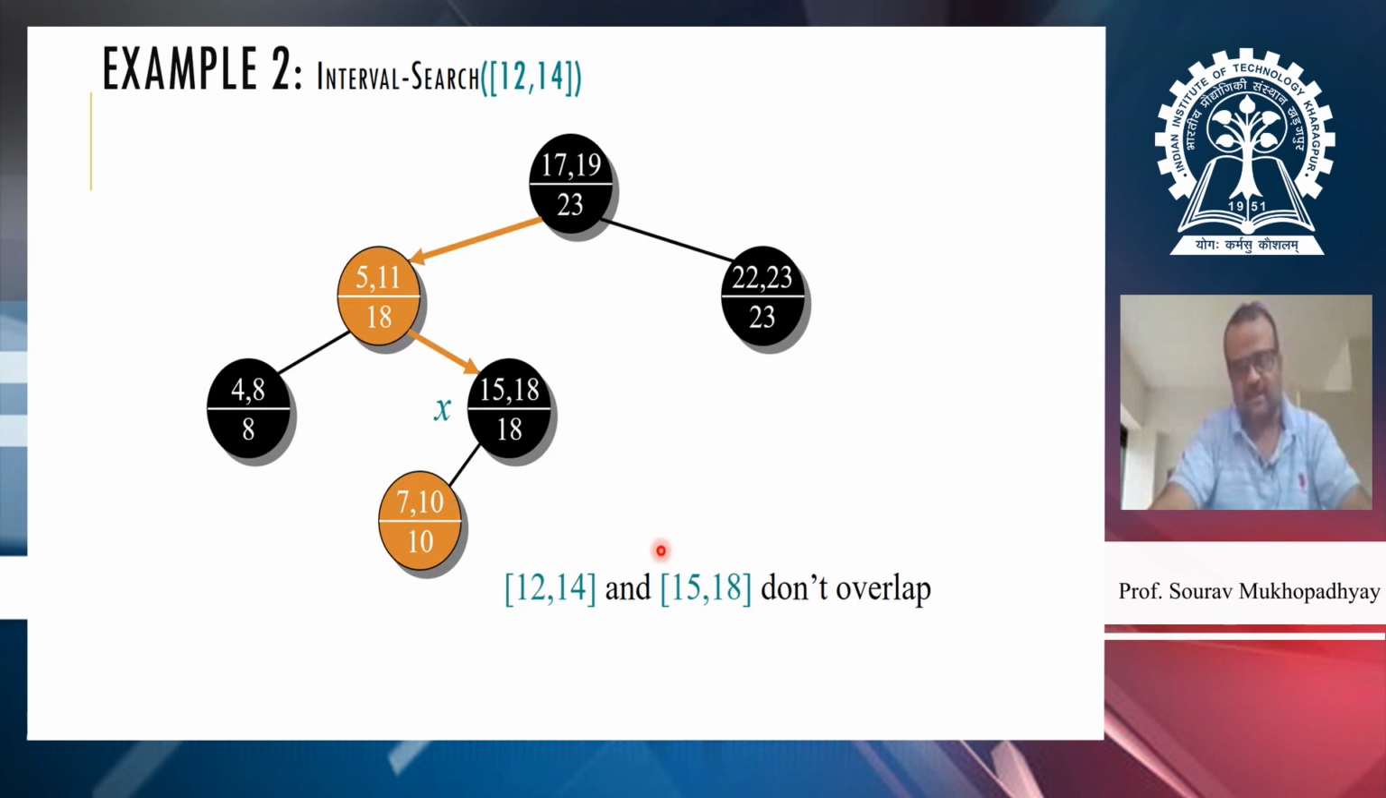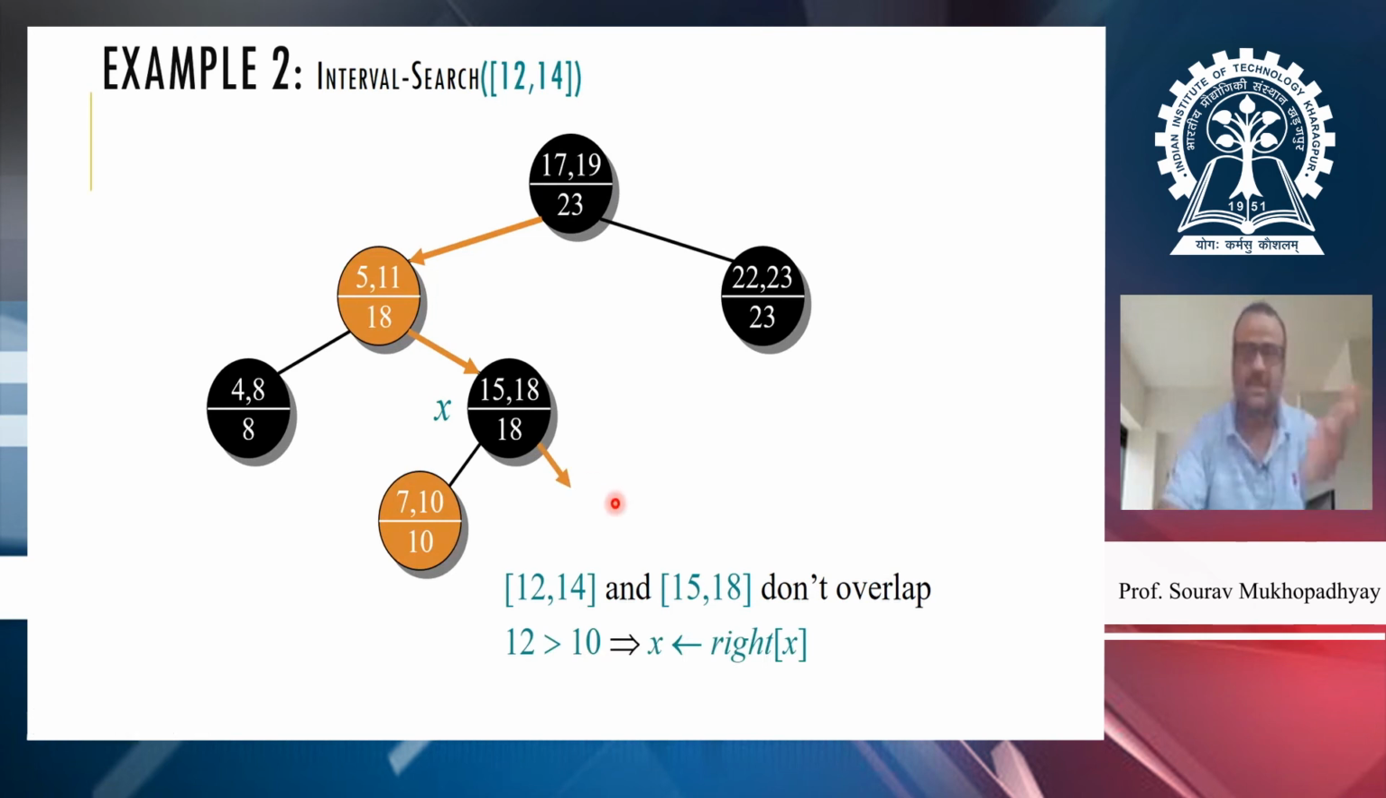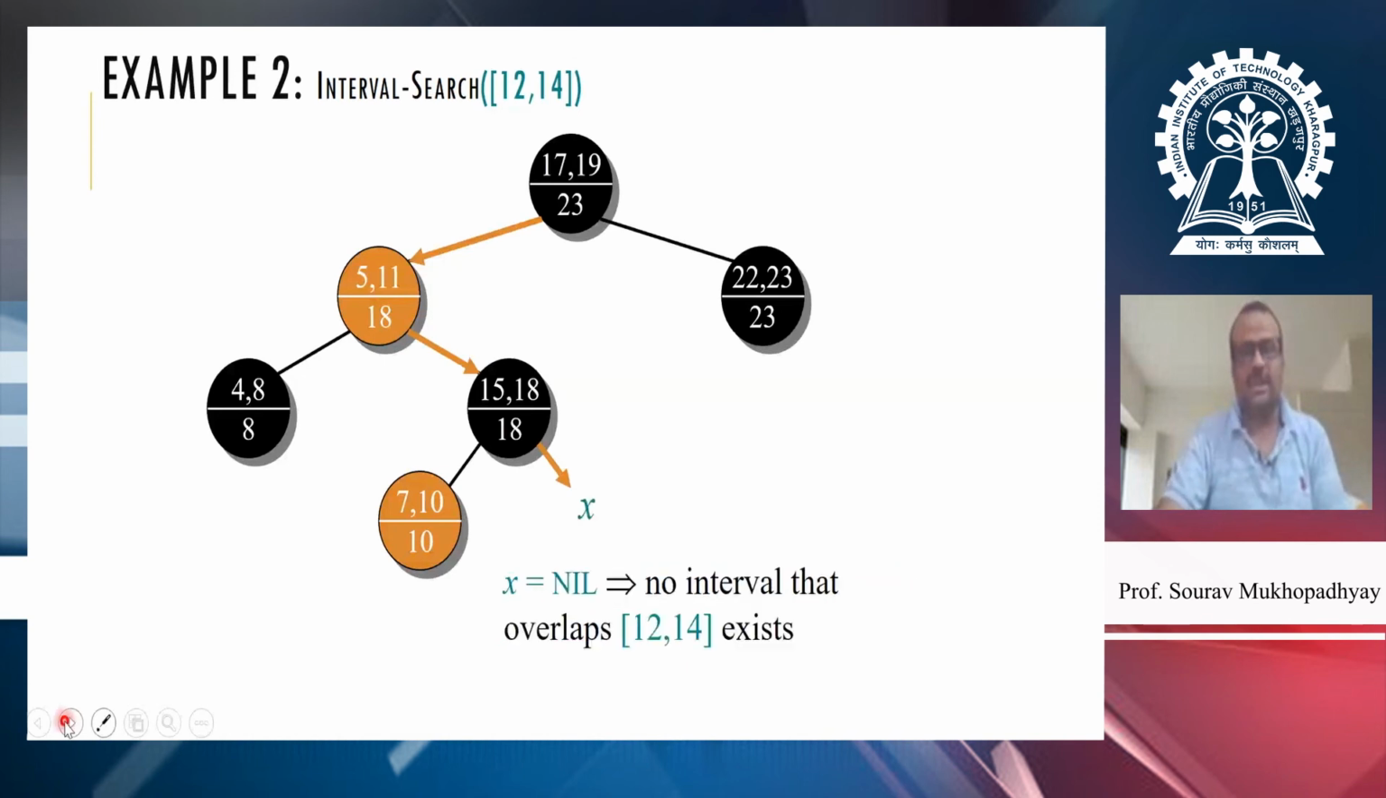We have to go for the right. If you go for the right, there is nil. So when there is nil, we stop. There is no stopping counter, because there is nobody to compare again. So we return that there is no such interval which is overlapping with this given interval. So in this case, it will take order of log n time, in both the cases.